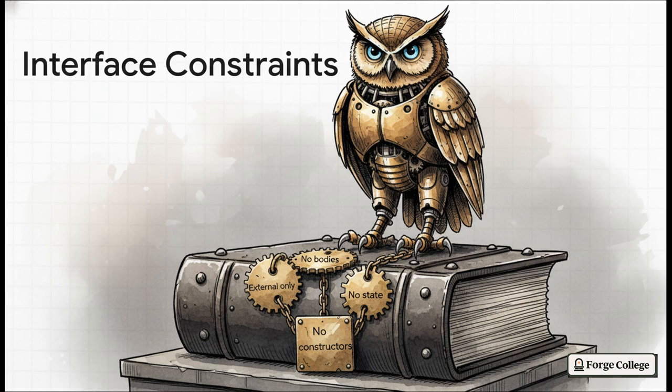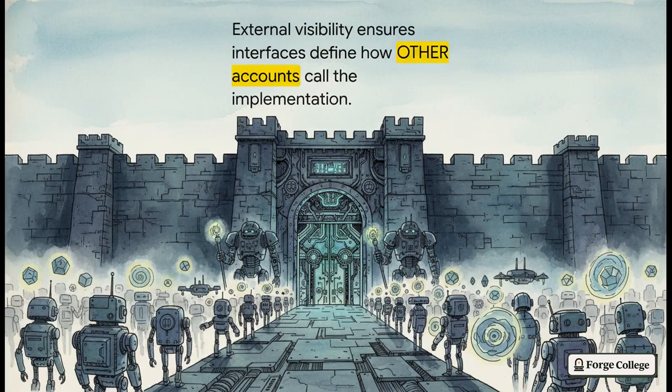First, as we just saw, absolutely no function bodies allowed. Second, you can only use external visibility. Third, no state variables whatsoever, because remember, the menu doesn't store the food. Fourth, no constructors, since initialization is strictly an implementation detail. And fifth, this one's actually pretty cool. Interfaces can inherit other interfaces, which lets you build massive modular menus out of smaller ones. Let's zoom in on that visibility rule for a second, because it definitely trips up a lot of developers.